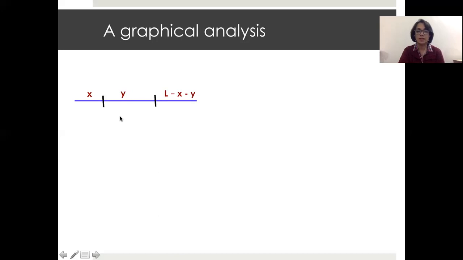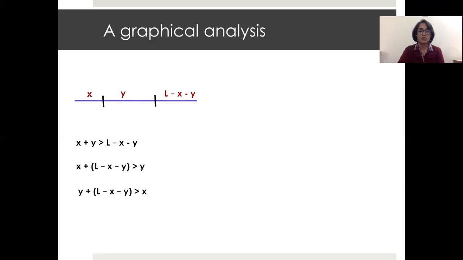You must be well familiar from your school days with the triangle inequality. What does the triangle inequality tell us? It tells us that three line segments will form a triangle if the sum of any two of them is greater than the third. If we apply that condition, one condition we arrive at is that x plus y should be strictly greater than L minus x minus y. Another condition is that the sum of x and L minus x minus y is strictly greater than y. And the third is that y plus L minus x minus y is strictly greater than x.